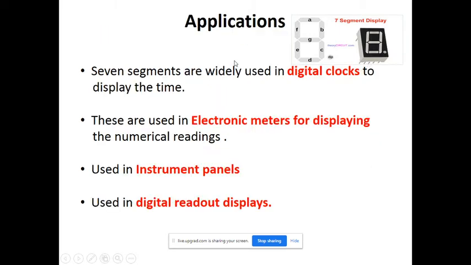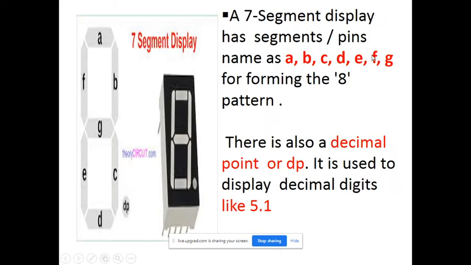Next is the application of the 7 segment display. We are using 7 segment displays for various applications such as a digital clock, electronic meters for displaying numerical readings, instrumentation panels, and digital readout displays. A normal application is the calculator also. Here in the calculator also we are using a 7 segment display.